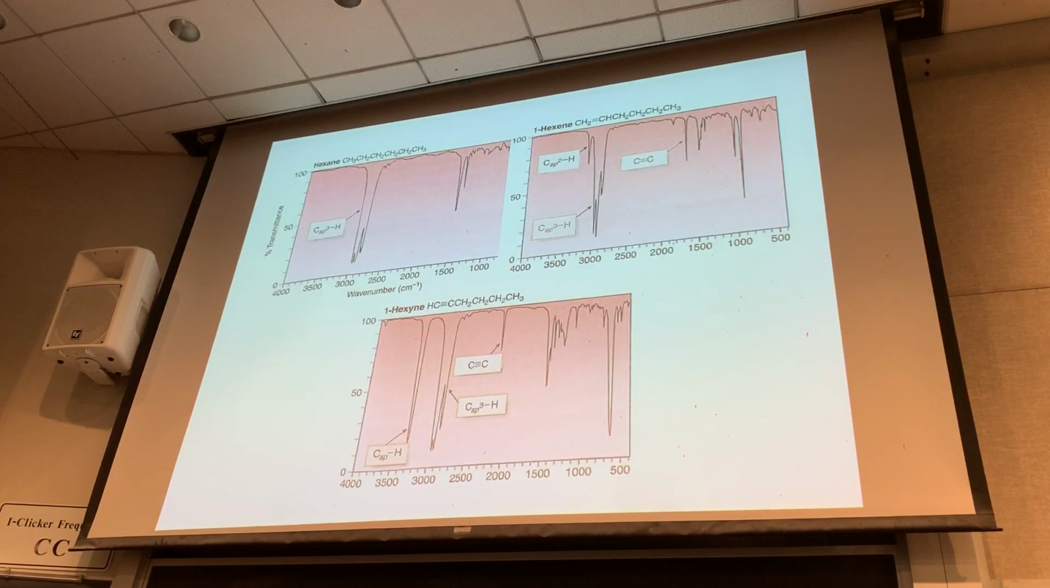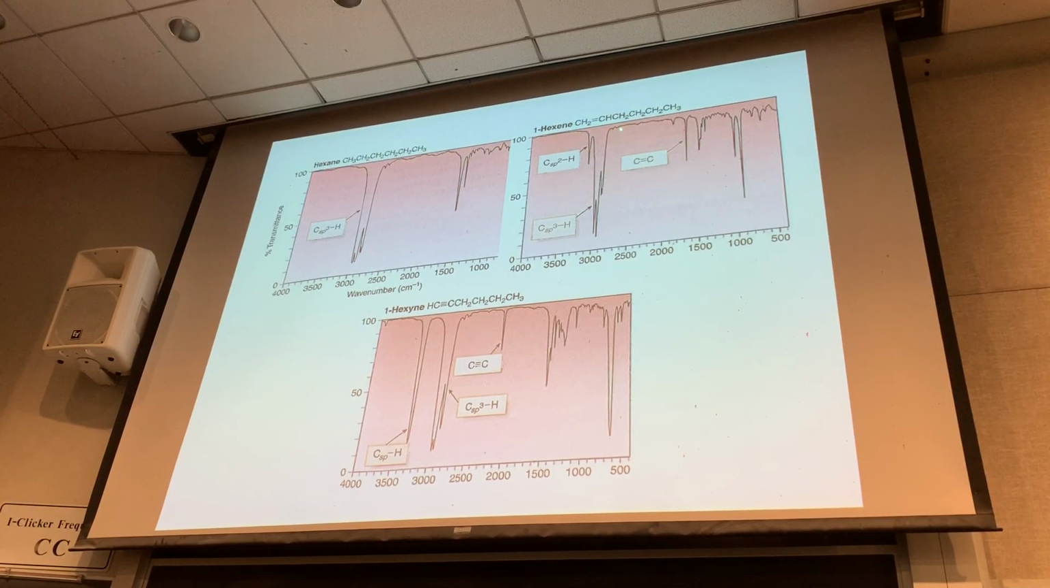Let's just go through some of the examples and work a couple problems here at the end. And that'll be it for today. So let's see an alkane. Here's hexane. All we see is the CH stuff. Don't overinterpret this. This is a carbon-carbon stretch, which is further down here.